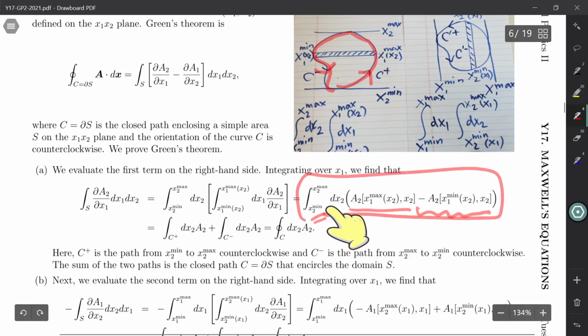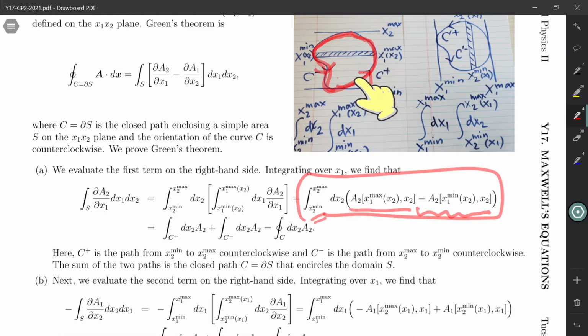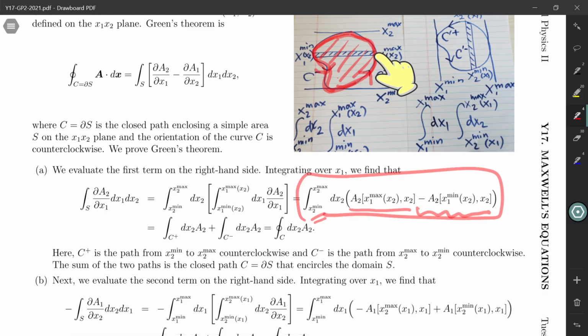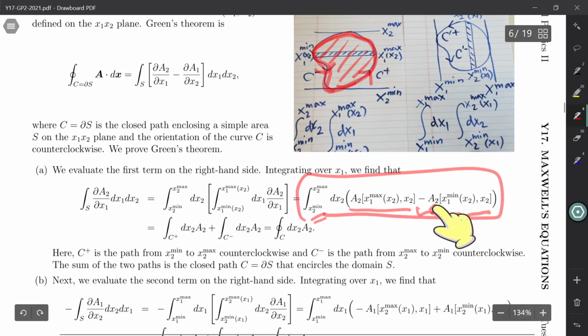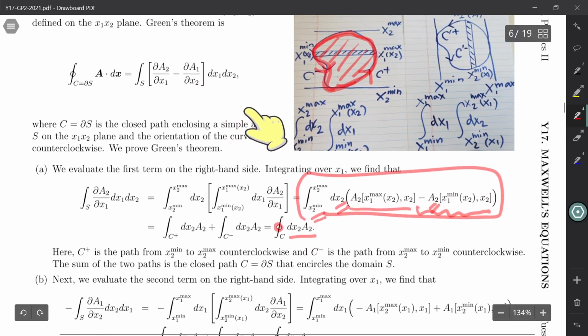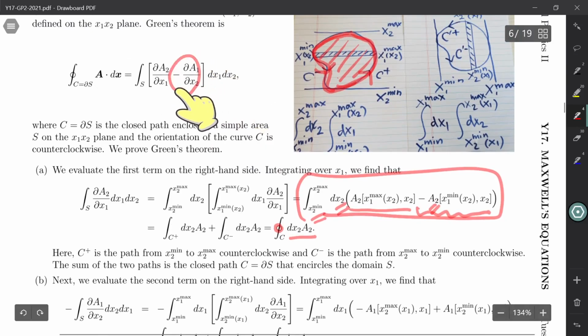This integral is over a closed path that encloses the surface on the xy plane. And this is a2, the second component, and the integration is over x2. So over a closed path, the integral is dx2 a2. In a similar manner, we can verify that the second integral is over a closed path again.